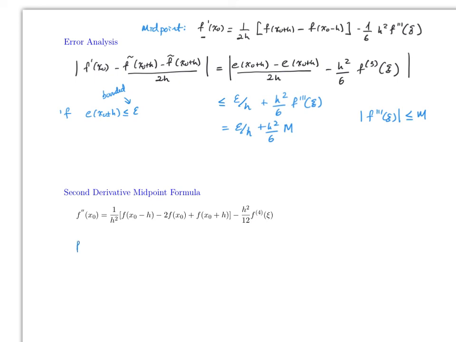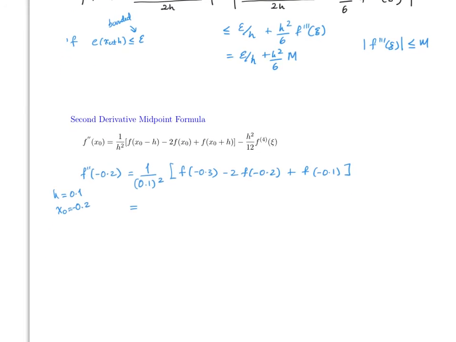So let's say we want to find f double prime of negative 0.2. And let's say that again, we use h equal to 0.1. Here, x0 is equal to negative 0.2. As you can see, this is very simple to use. This will be 1 over 0.1 squared times f of minus 0.3, which we computed already, minus 2 f of minus 0.2, which we also computed already, and then f of minus 0.1. And once you simplify all of this, this is around negative 7.34. So you should stop the video and check if that's the case.